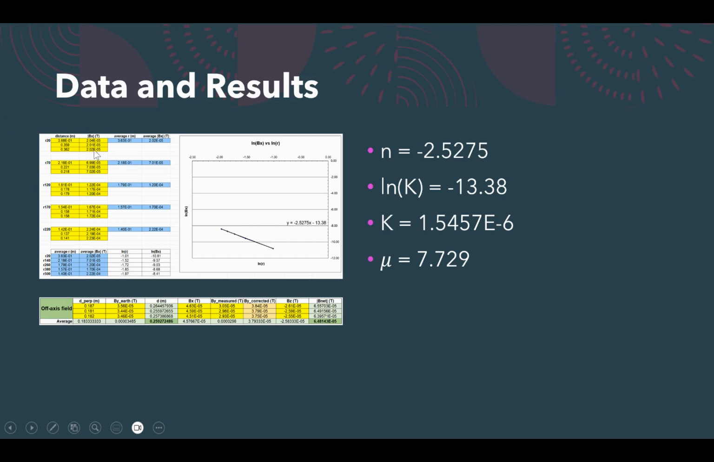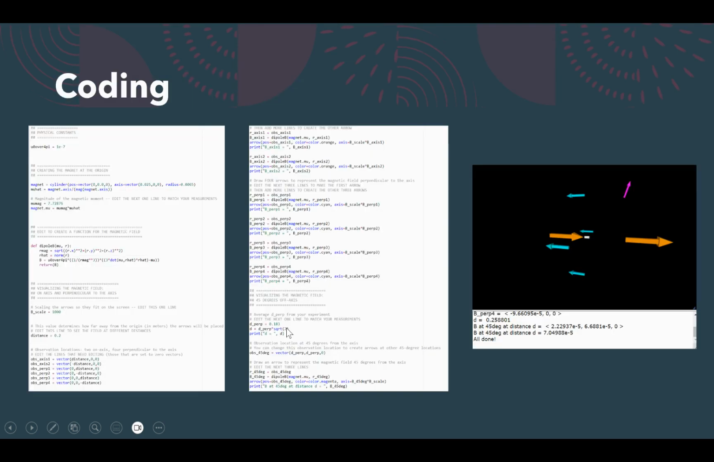So for the data and results, we got this linearization here. This slope gives you the n value, and this intercept gives you the natural log of k. K itself is equal to 1.54 times e to the negative 6, and then the u value, or the dipole moment, was 7.729. And then there are some bits of data here that we'll come back to in a minute.